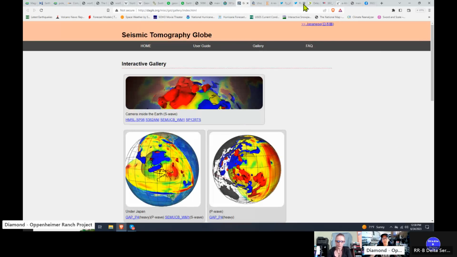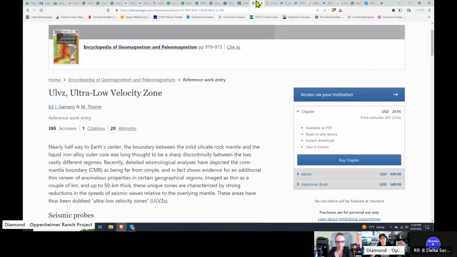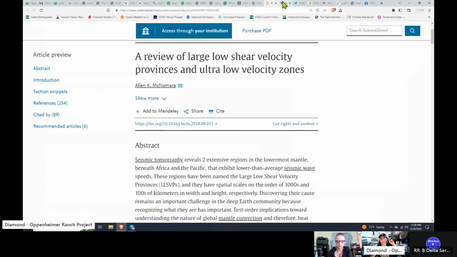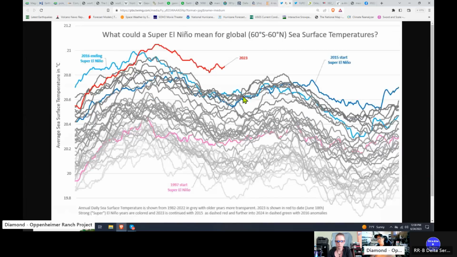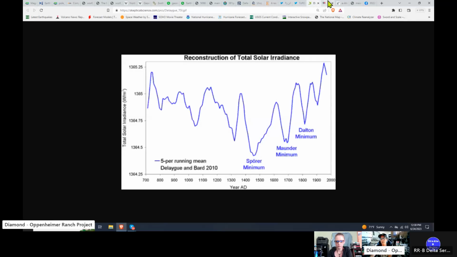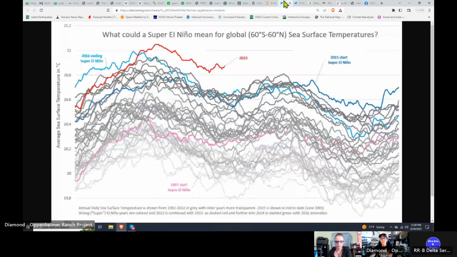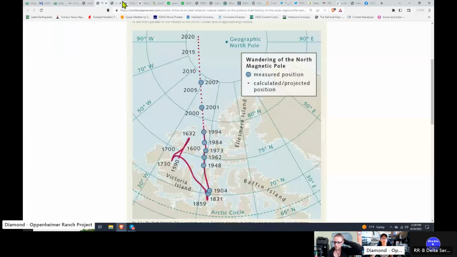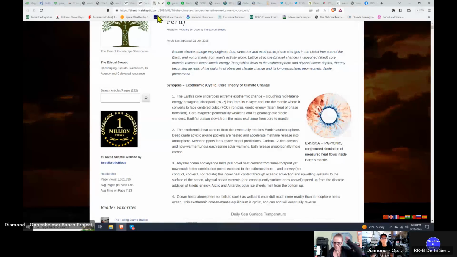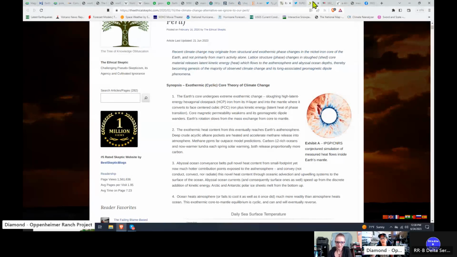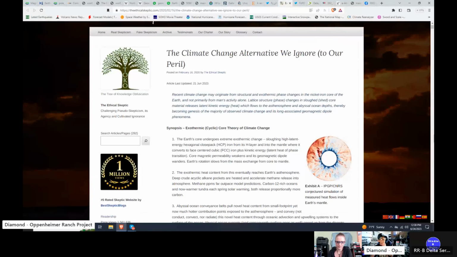Right. So all these links will be below on the ultra low velocity zone and the studies that they've done and what they mean. But we're going to finish this up on this interesting paper. If I can even find it. So let's find the paper. There it is. And we're going to discuss some of the topics in here.